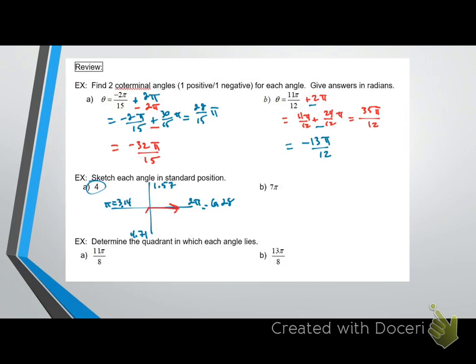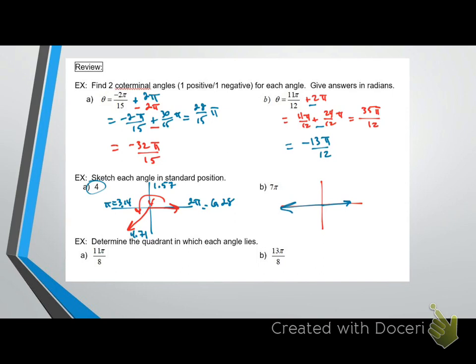So if we're at 4, then our angle in standard position would start here and end up about here. It's going to be more than 3, but less than 4. Okay? 7 pi. If I go around once, that's 2 pi. Twice, that's 4 pi. Three times, that's 6 pi. And then I have to go around half a time to get to 7 pi. So my angle is going to look something like this.